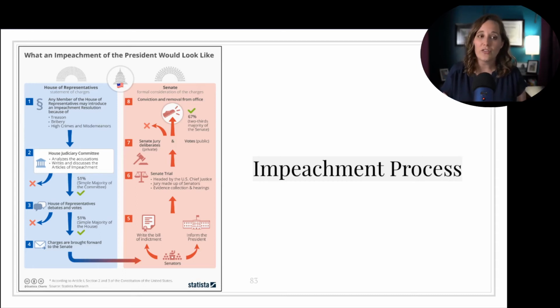The charges are then brought to the Senate, who then holds a trial. The Chief Justice of the Supreme Court presides as the judge, and members of the House Judiciary Committee are the prosecutors. The entire Senate acts as the jury. In order for a president or other official to be removed from office, a 2/3 majority of the Senate is required.